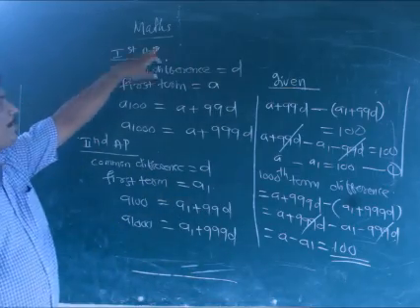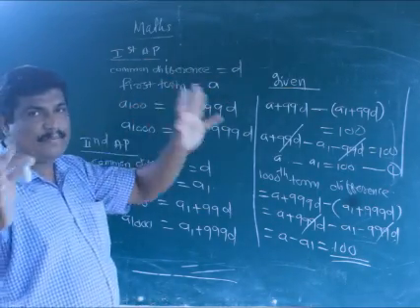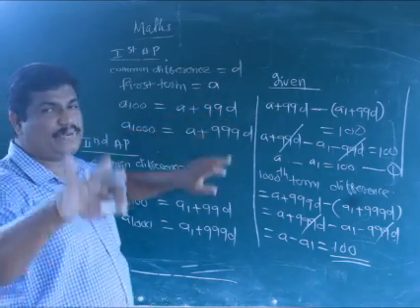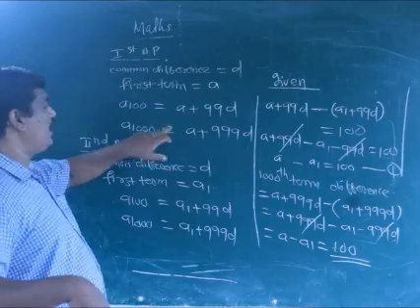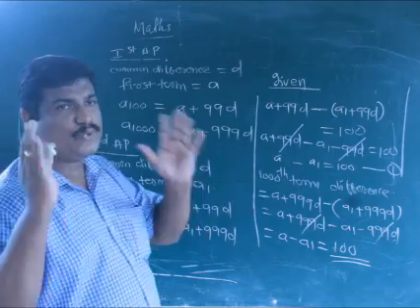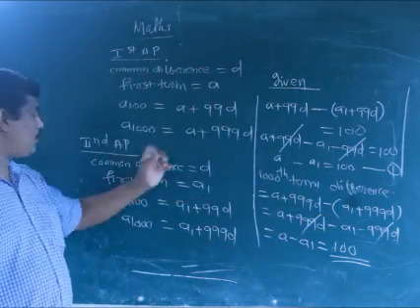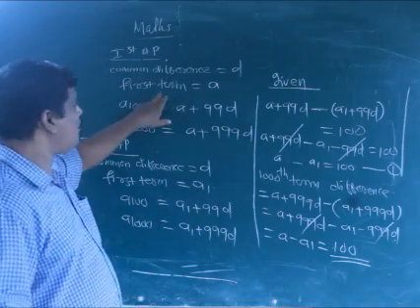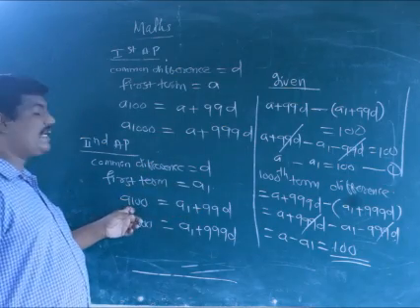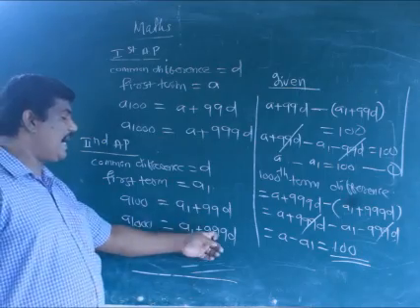Two APs. In the first AP, the common difference is D and the first term is denoted as small a. Given the 100th term difference, first you find the 100th term, A plus 99D, by the formula. Next find the 1000th term, A plus 999D. In the second AP, the common difference is the same, D, but the first term is different: A1. So the 100th term is A1 plus 99D and the 1000th term is A1 plus 999D.